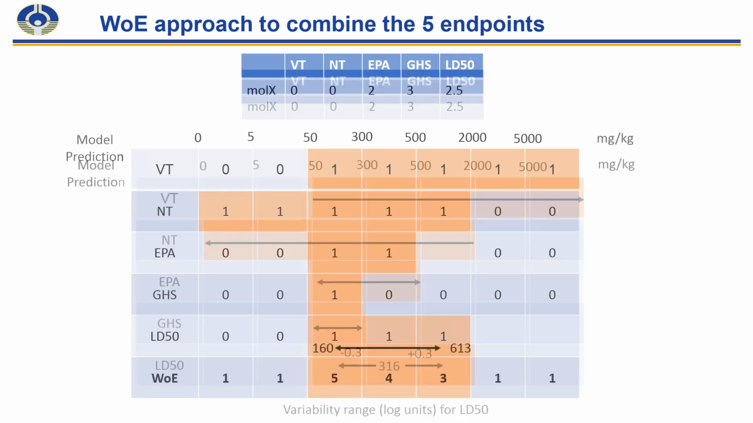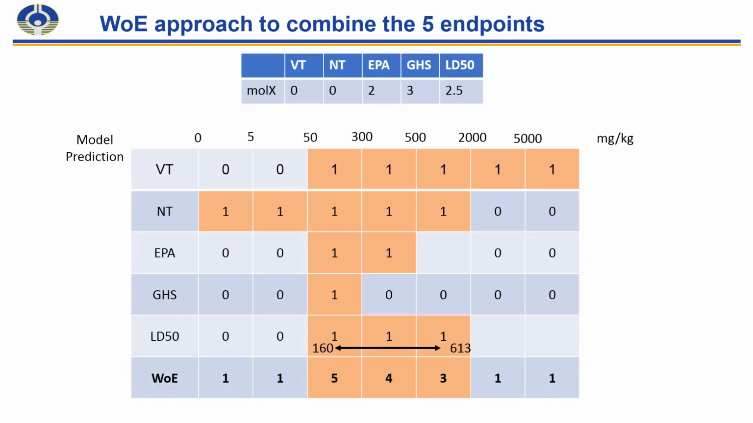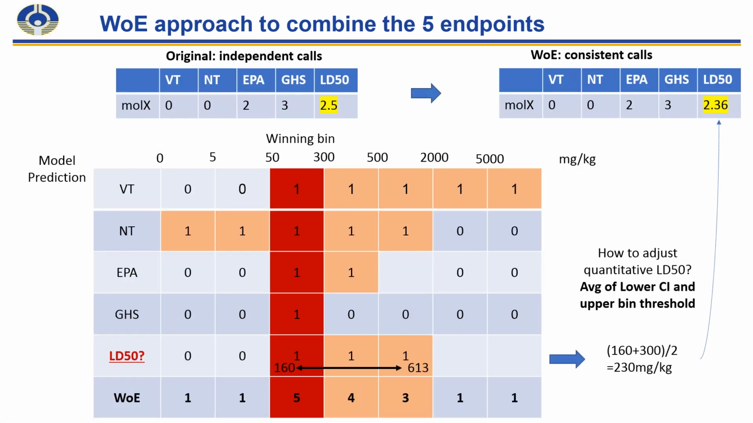So now we have a consistent weight of evidence schema that we can apply here. So if you basically just add up all the boxes and say, okay, where is there the highest level of evidence that this chemical should fall into a particular category based on all of these different consensus models, you see that it falls into this middle category right here. So between 50 and 300, and that's consistent across all of the different models that we have built here. And so that's that winning bin.